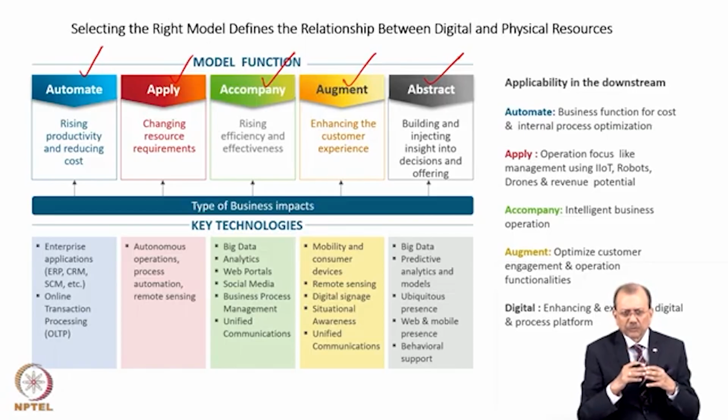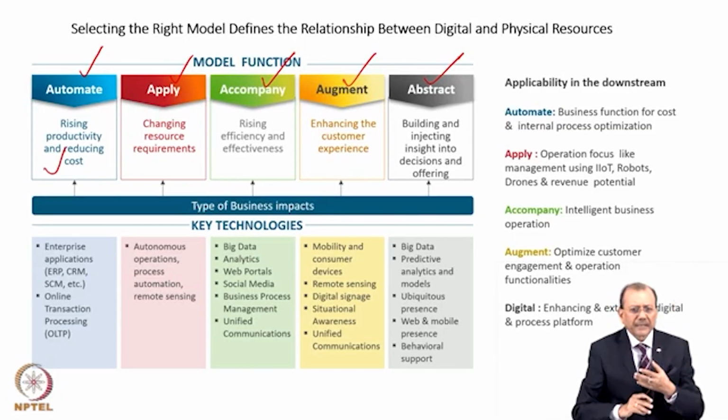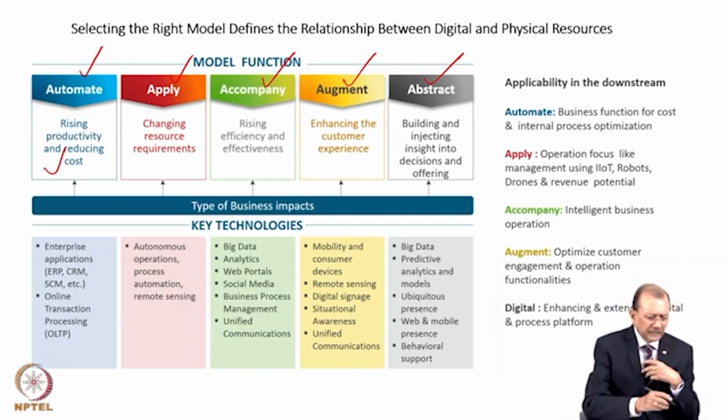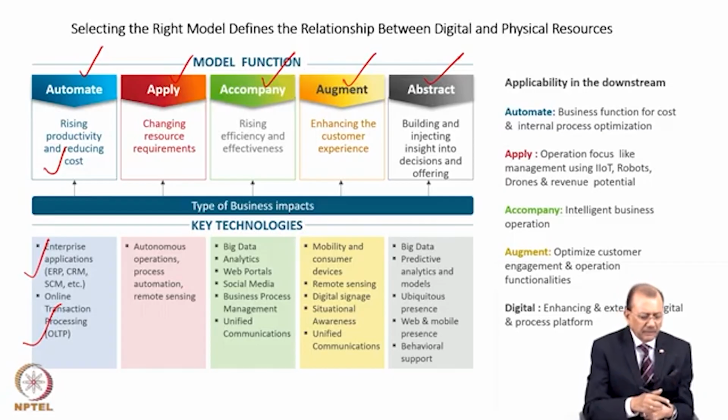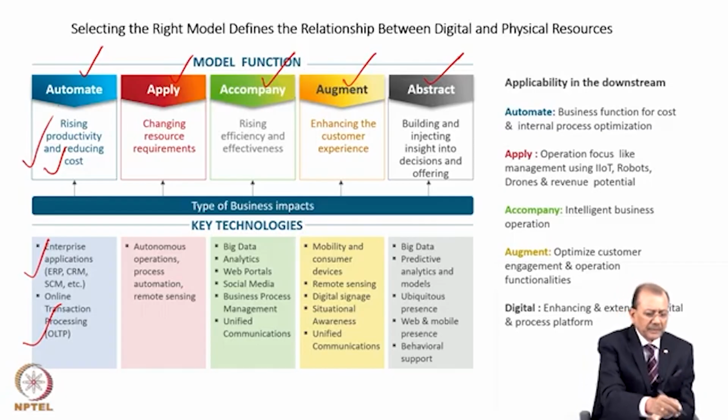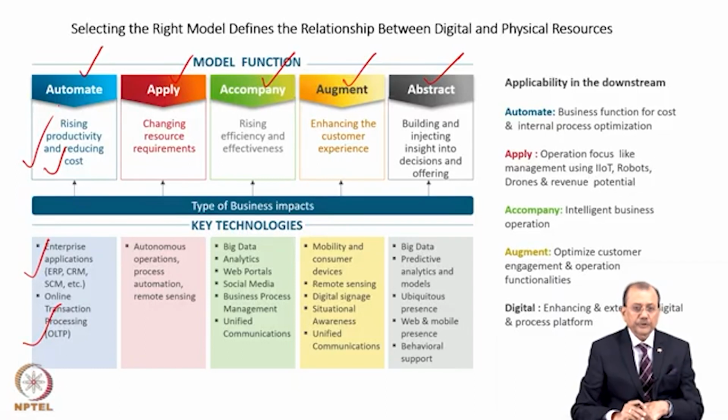We need not worry about this word automate, apply. Well, what is the meaning of that? Raising productivity and reducing cost. That is one of the objectives of digitalization. Raising productivity and reducing the cost. But what are the enabling technologies? At the time when the research was published, these kind of technologies made a difference, like entering the applications, online transaction processing, like OLTP. So these kind of technologies were being used to improve the productivity and reduce the cost.